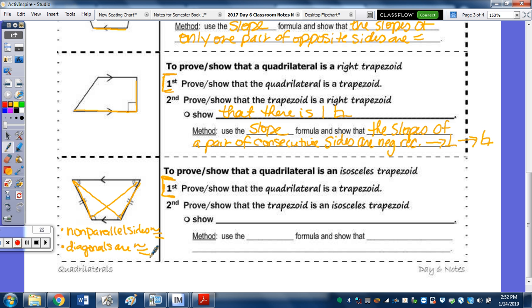Both ways, so I'm just going to draw a line here. Both ways involve which formula? To show congruency, distance. Okay, and then I'm going to draw a line. But I do want to put the formula, though, because I noticed on the Corley assessment, some people have the formula for distance incorrect. What is the formula?